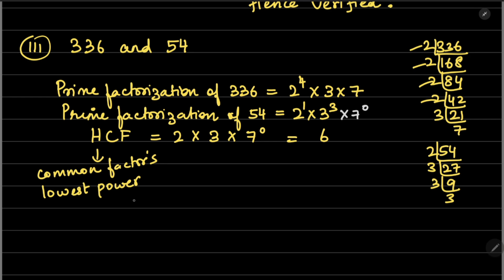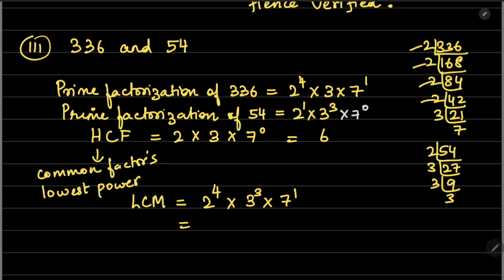Now the LCM. For LCM, you have to take the highest power. So for 2, the highest power is 2 raised to the power 4. So for 3, the highest power is among these two, right? 3 raised to the power 1, 3 raised to the power 3. It is 3 raised to the power 3. And for 7, the highest power is, so you have 7 raised to the power 0, 7 raised to the power 1. So it is 7 raised to the power 1.